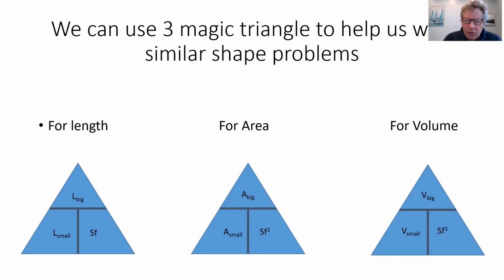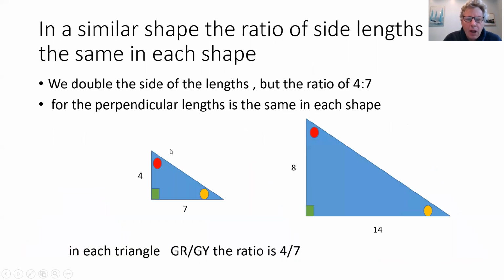But now we're seeing harder problems where we've actually got to look at what we know about similar shapes and use it. We've got to increase our understanding of what this topic is about. So we've got to start realizing that in similar shapes, obviously all the angles are the same. But equally, the ratios between the lengths are the same.